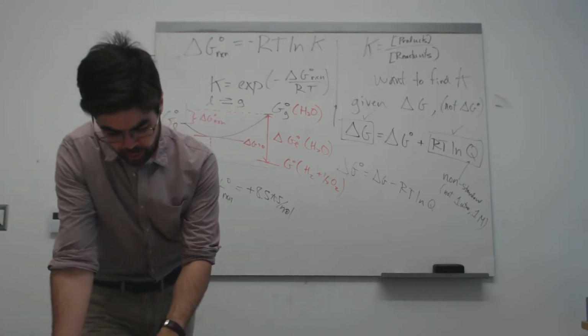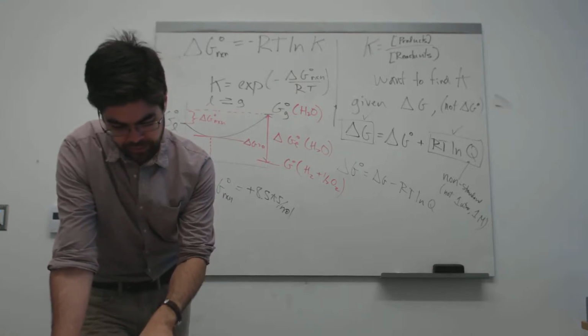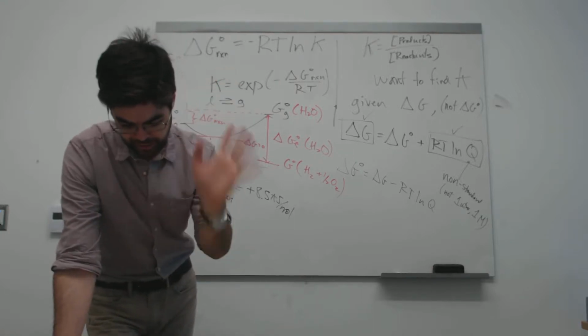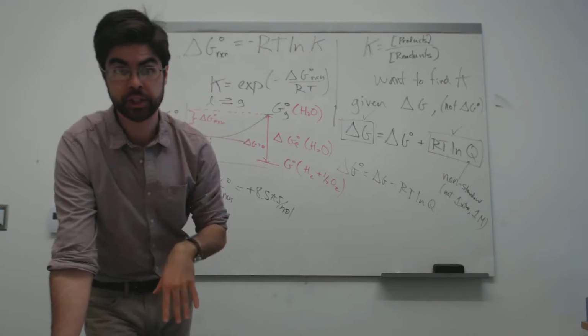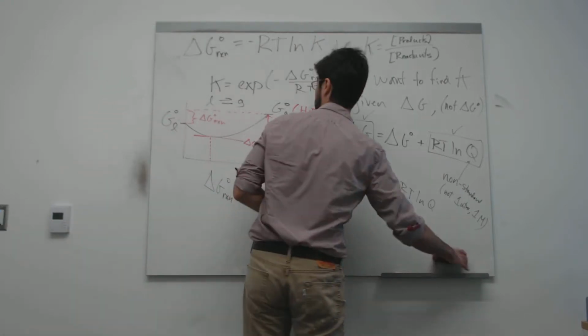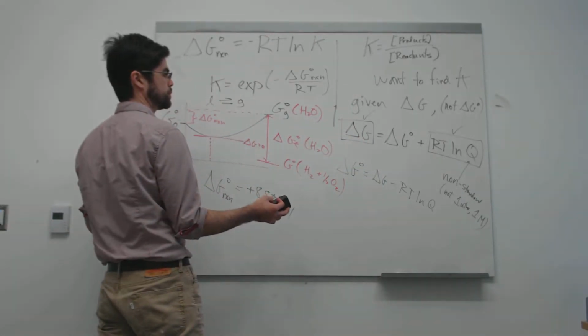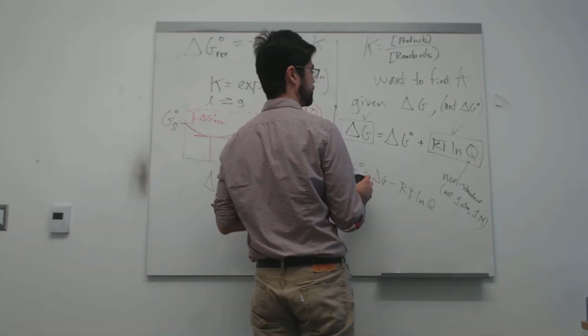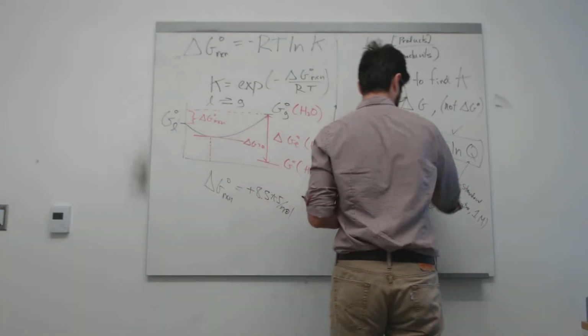Okay, another really good question. Can you explain the difference between G, delta G, and delta G naught? Sure, let me do that. I'll do this over here.